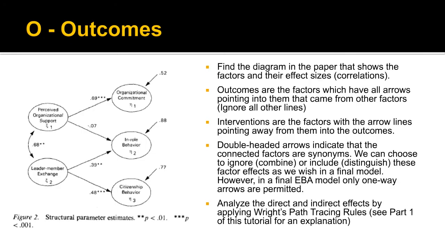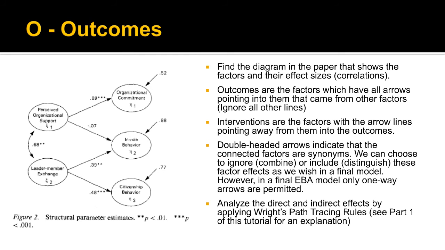Last and most important are the outcomes of the study. These are both the factors that are influenced and the effect size of each causal factor on each outcome. We locate the factors that are outcomes by finding the diagram in the paper that shows the factors and their effect sizes or correlations. The outcomes are the factors that have all the arrows pointing into them that come from other factors, which are the causes or mediating and moderating factors. We should ignore all other lines.